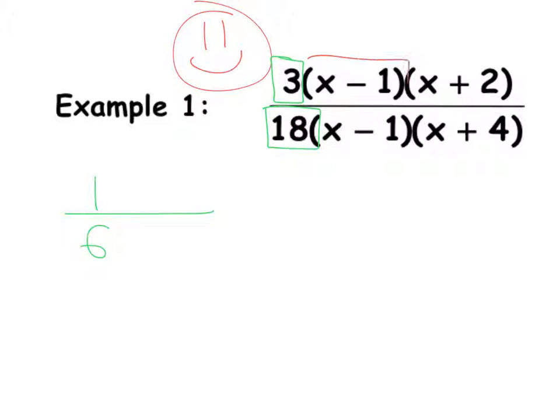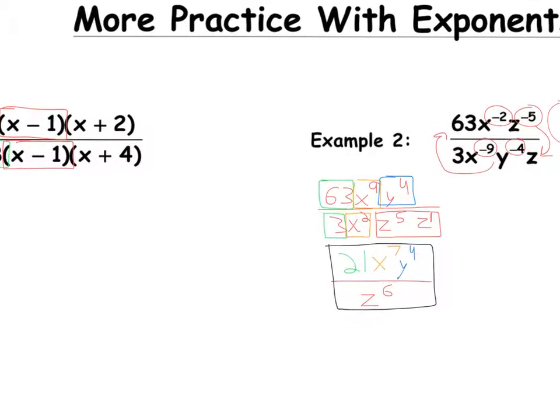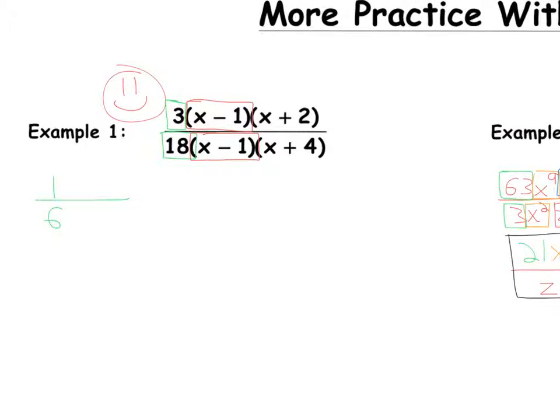Let's talk about x minus 1. Now, we have an x minus 1 in the numerator and an x minus 1 in the denominator. So what are we going to do? We're going to do the same thing we did in example 2. Whenever we have two of the same, whether it's just a variable or an entire expression, we're just going to apply our properties of exponents. So when we're dividing, we subtract the exponents. So let's go back and see what we can do here.